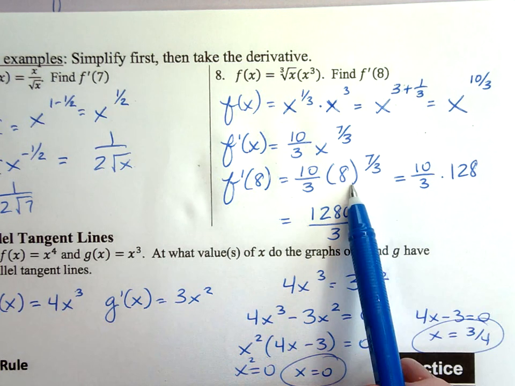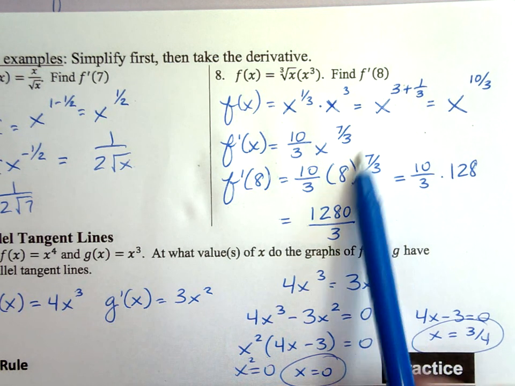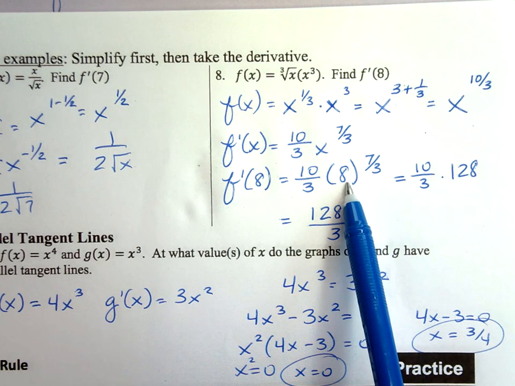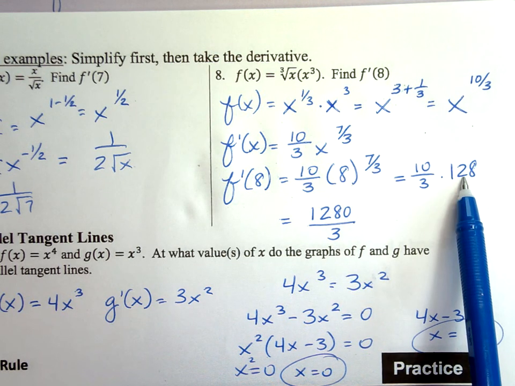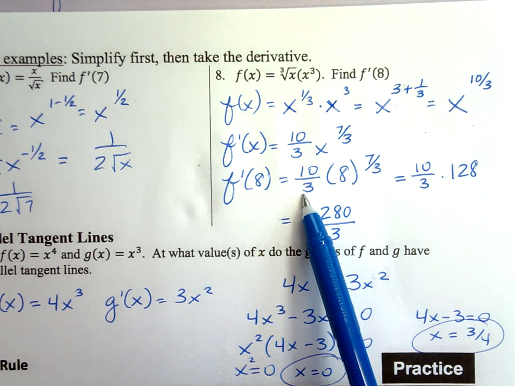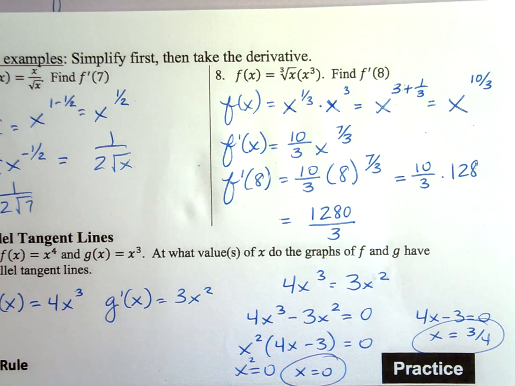Plug in an 8. Now watch this, I'm going to talk about it. This is telling you that you need to cube root the 8. Well, that's 2. And then take 2 and raise it to the 7th power. That's 128. So you have 10/3 times 128. That gives you 1280 over 3. And there's your answer for number 8.